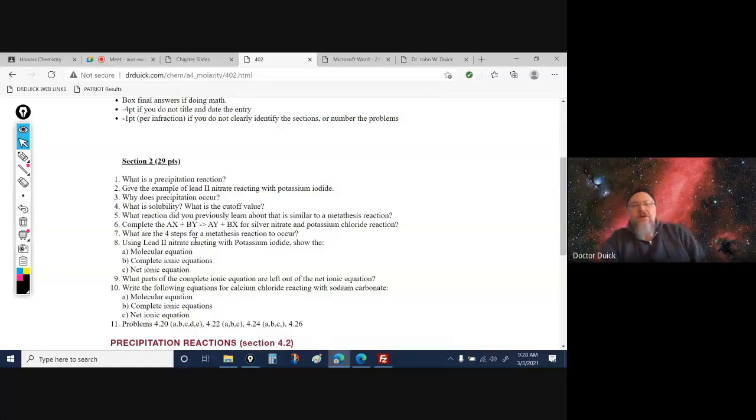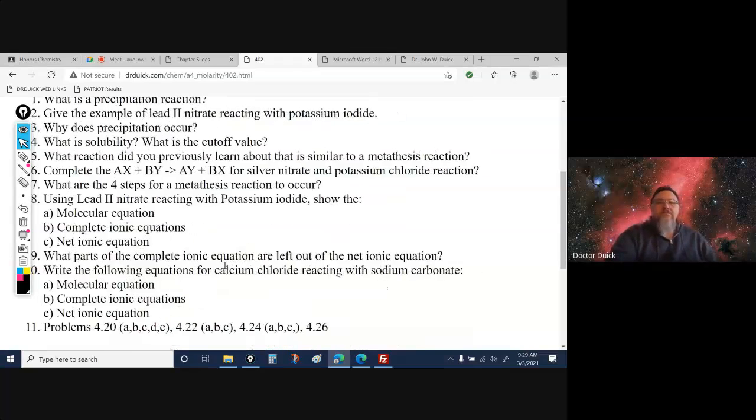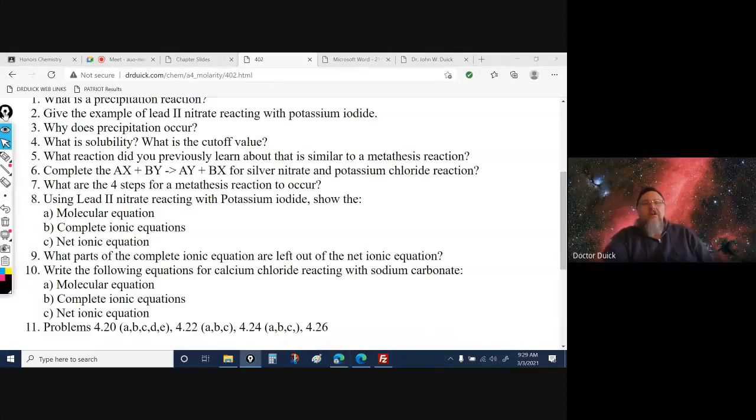I'm going to go through the lead-2 nitrate reacting with potassium iodide. I'm going to do number 8 with you, okay? So we're going to do this together. I'm going to do the molecular, complete ionic, and net ionic equation for you, okay? And I should help with this concept.